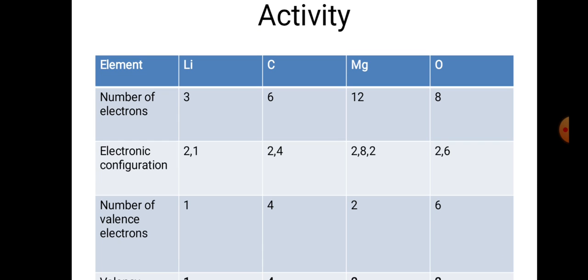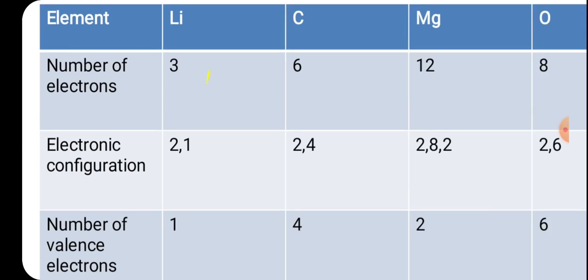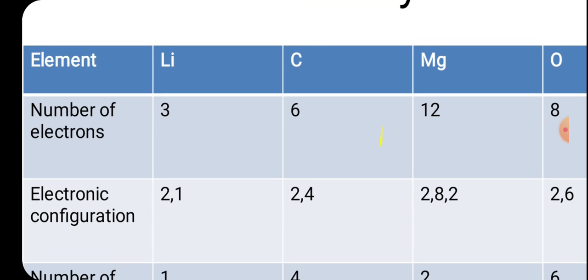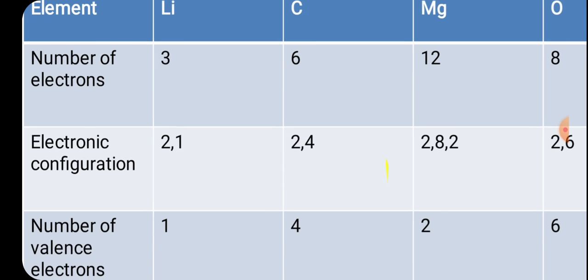So which one is the outermost shell for lithium? L shell. And L shell is the valence shell and it contains only 1 electron. So valency of lithium is 1. Carbon has 6 electrons. So what will be the electronic configuration of carbon atom? 2, 4. K shell has 2 electrons and L shell has 4 electrons.